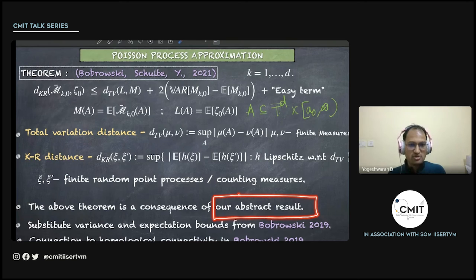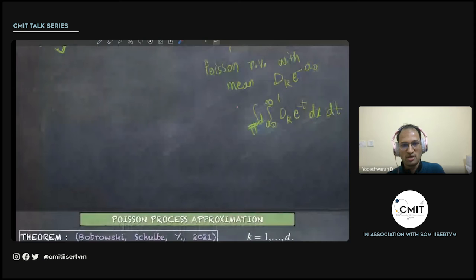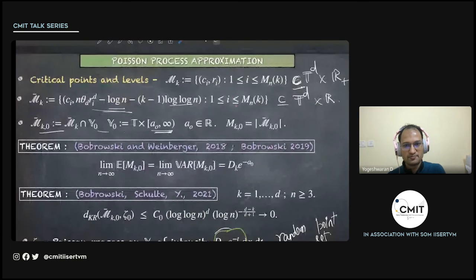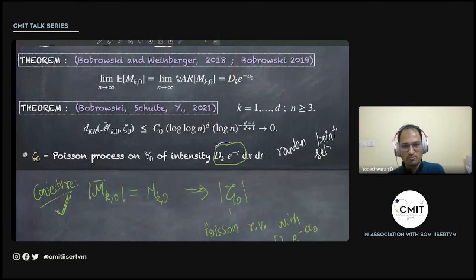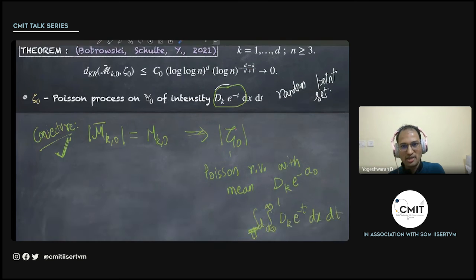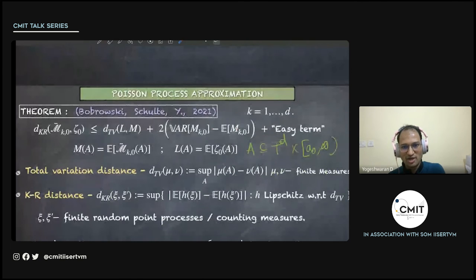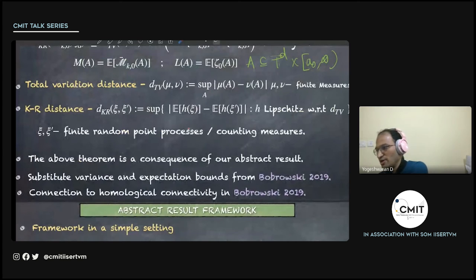Okay. So the above theorem is a consequence of our more abstract result. And once you have this, all you have to do is put the results from Bobrowski for variance and expectation, get the quantification correct, and you get the previous result. I will just point out this point. This is essentially coming because you just quantify this convergence, you quantify here, we are done. Okay. So this is what you think.